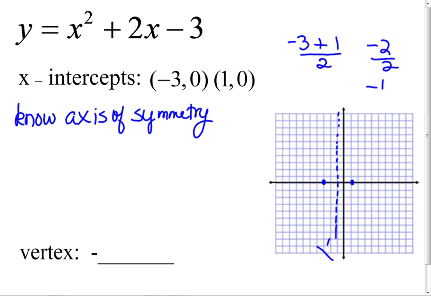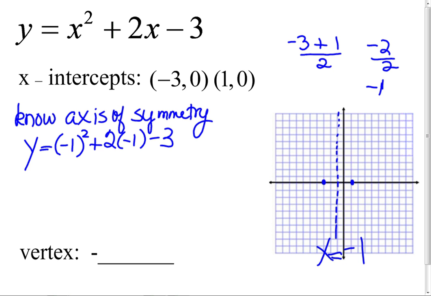So x equals negative 1. That's how you write the equation of a vertical line. Okay? And now I would substitute it in there. I can go y equals, and I must have parentheses, squared plus 2 times negative 1 minus 3. I can do it that way, or I can just do the problem.